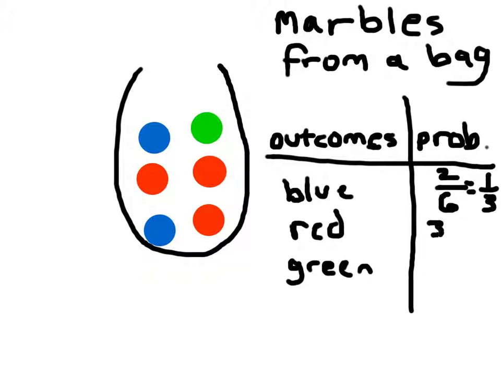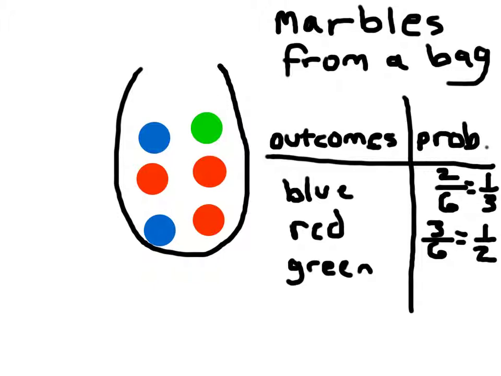For red, there are 3 red marbles there. That's why we express the probability as 3 out of 6. 3 out of those 6 are red. And so that's the probability. 3/6, if we divide the numerator and denominator by 3, we get that equal to 1/2.